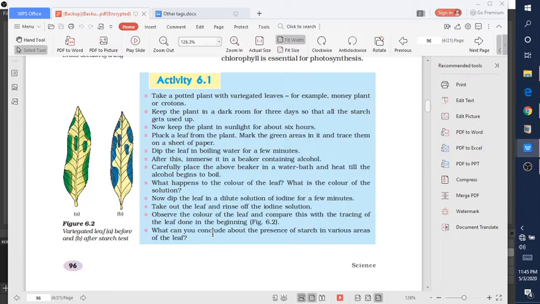actually does photosynthesis and makes starch, because the green part of the leaf contains chloroplast and chlorophyll, due to which photosynthesis occurs in the presence of sunlight. So a variegated leaf contains green as well as non-green parts. The green part contains chlorophyll, while the non-green part does not contain any chlorophyll.